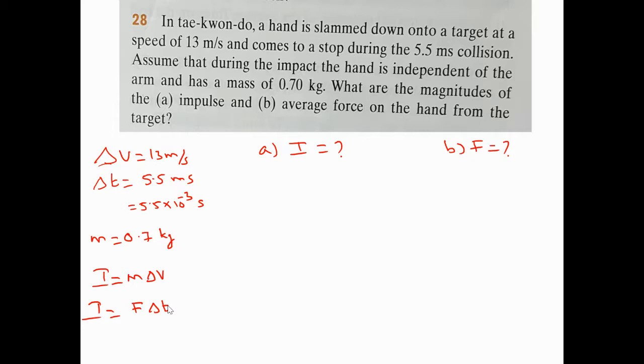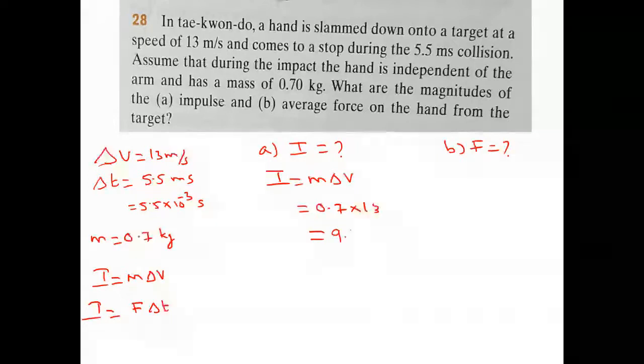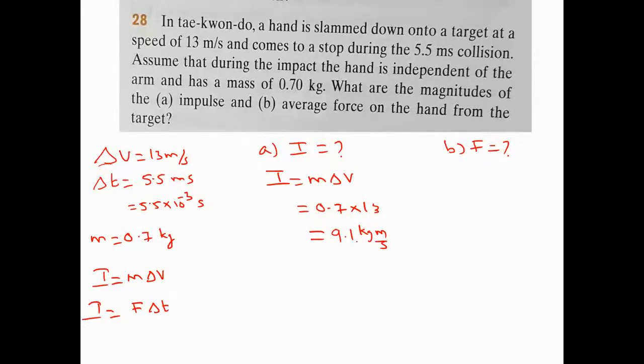Yes, you're right. For the first question, I am going to use the first formula. Therefore, I equals mass multiplied by delta V. The mass of the hand is 0.7 multiplied by delta V, which is given in the question as 13 meter per second. When you work it out with your calculator, you will get 9.1 kilogram meter per second, or another unit, Newton second. Clear?